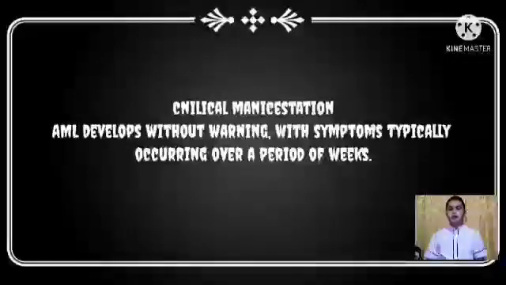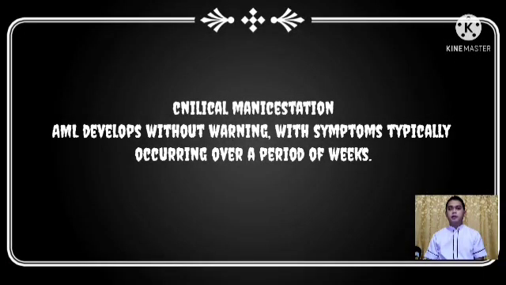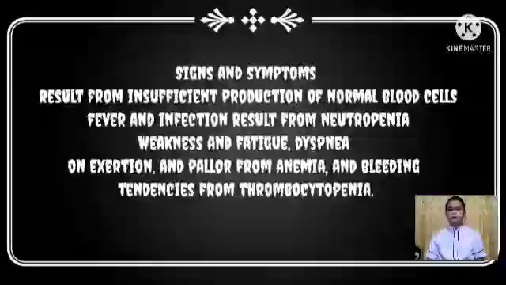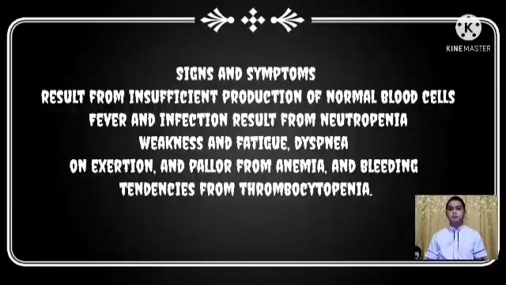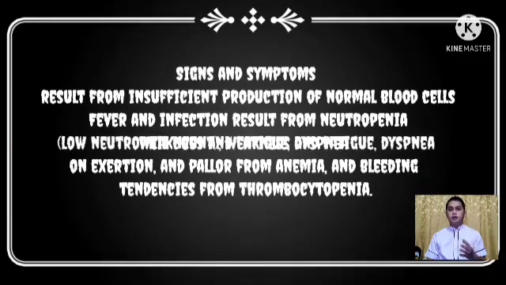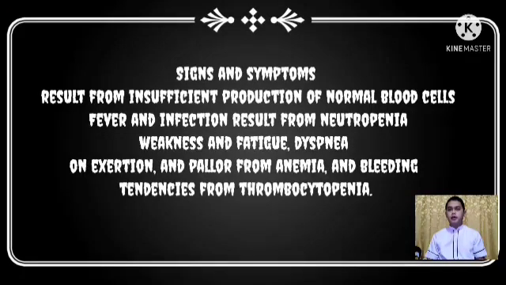Then, next one is the clinical manifestations. So, the AML or the acute myeloid leukemia develops without warning, with symptoms typically occurring over a period of weeks. And signs and symptoms result from insufficient production of normal blood cells. So, typical average production ng normal blood cells umabot ng 200 billion red cells per day and 10 billion white cells per day, and 400 billion platelets per day.